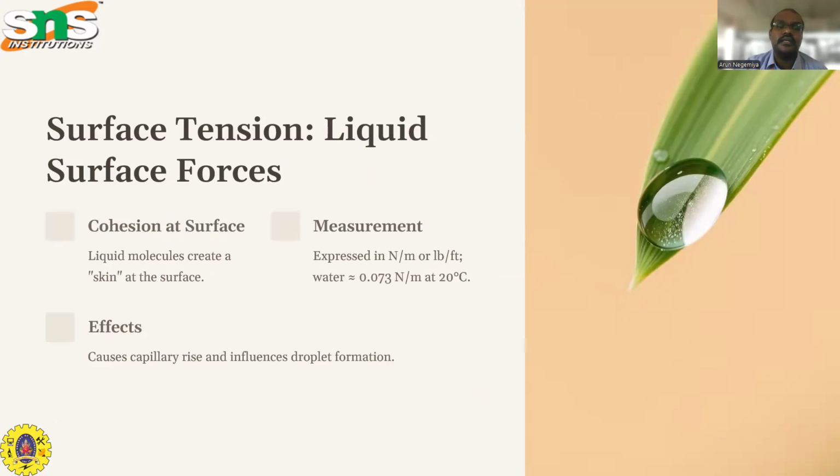Next one is surface tension and liquid surface forces. In surface tension, two effects are available. Cohesion: the liquid molecules create a kind of skin. That is called cohesion. In measurement, it is measured in units of Newton per meter.